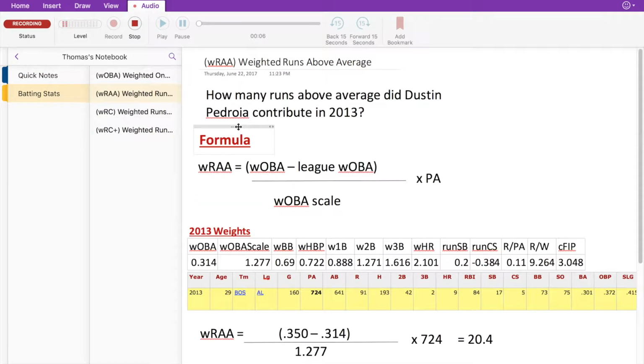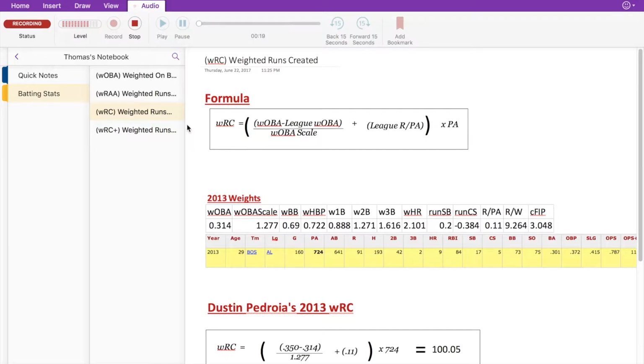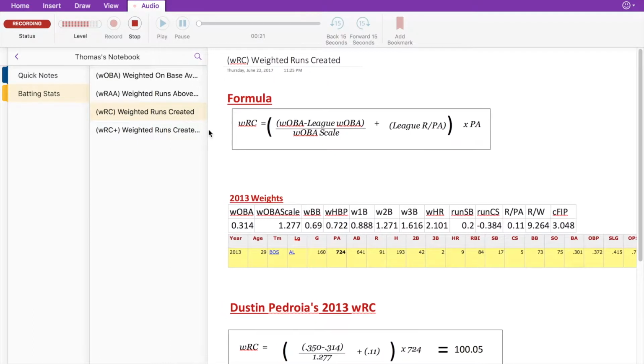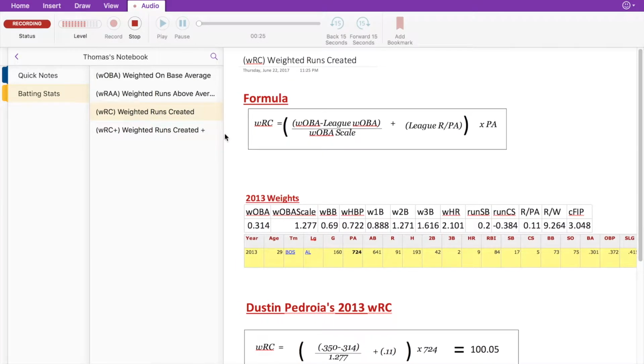Alright, in this video we're going to look into the weighted runs created, and we're going to look at weighted runs created plus. This weighted runs created plus is a stat that more and more people are now using, and we're going to look at how they come up with this and use an example to figure out how important it actually is. So first we're going to look at the weighted runs created.